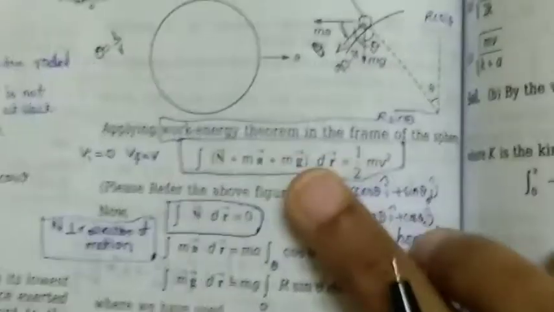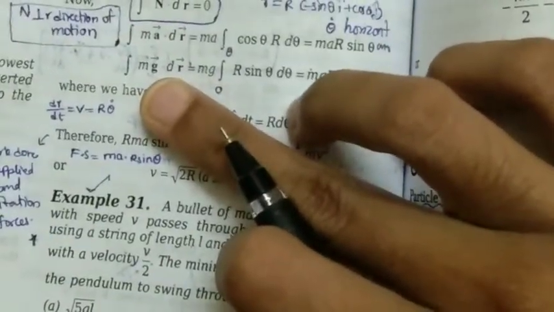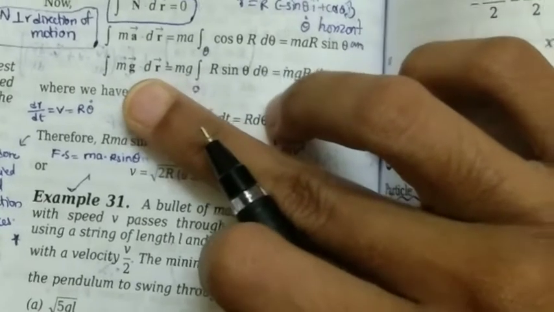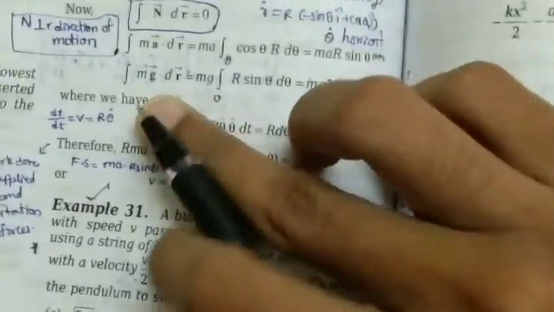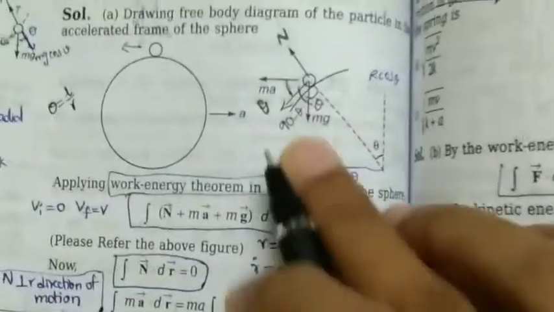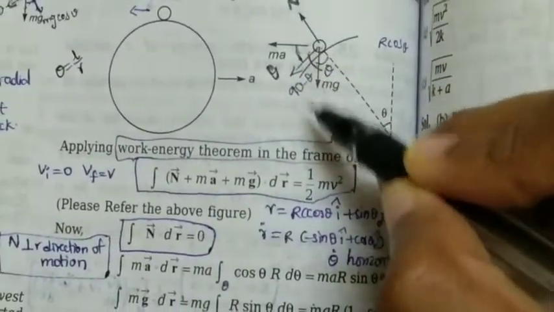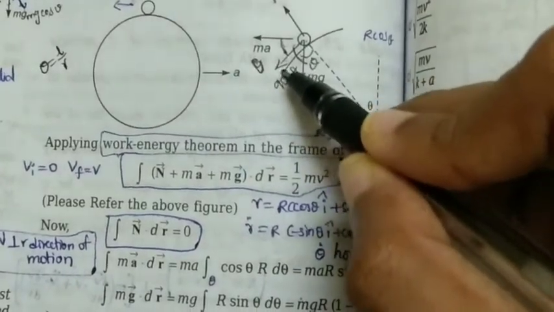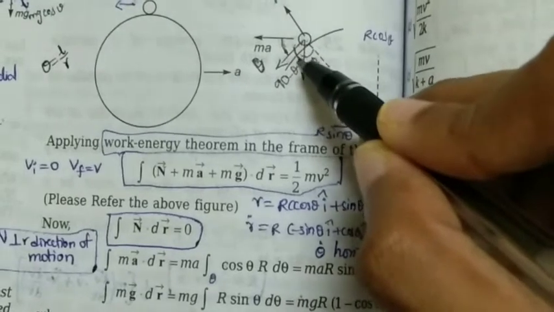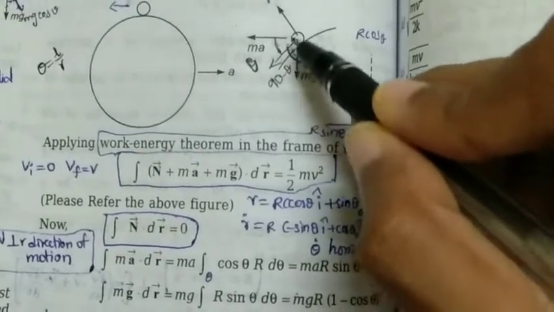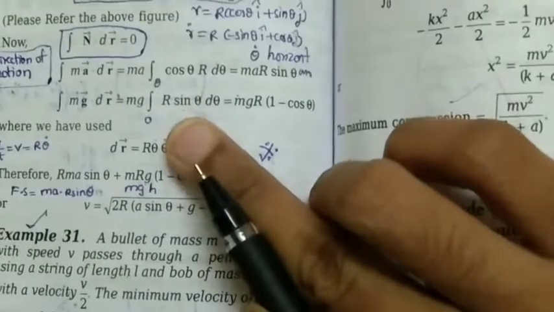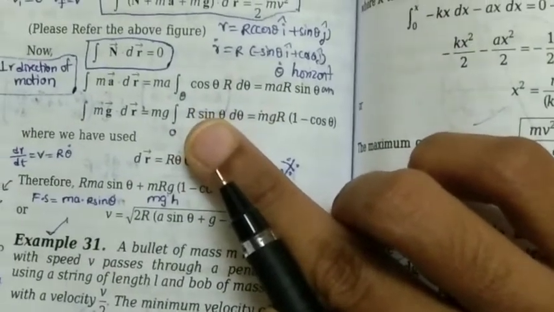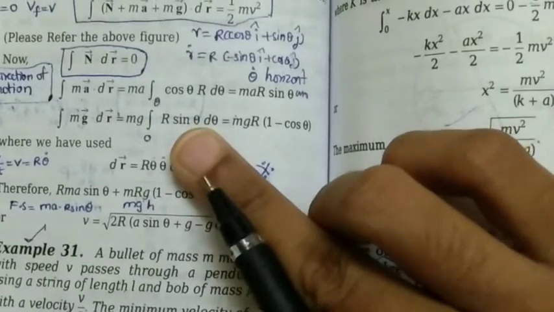Next we have the integration of mg dot dr. The g dot dr is g dr cos of the angle between them, AB cos theta, where dr is R d theta. The direction of g is vertically downwards, and dr is in this direction. If we observe, the angle between g and dr is 90 minus theta, so cos of 90 minus theta is sin theta.